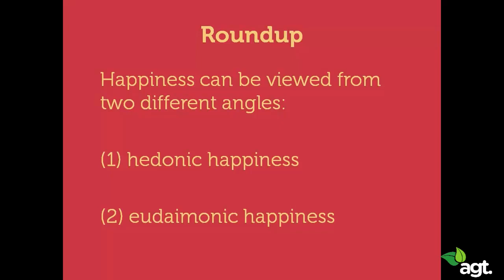Rounding up, happiness can be viewed from two different angles: hedonic happiness and eudaimonic happiness. This understanding provides the basis for this course. Happiness is much more than simply feeling good as often as possible.